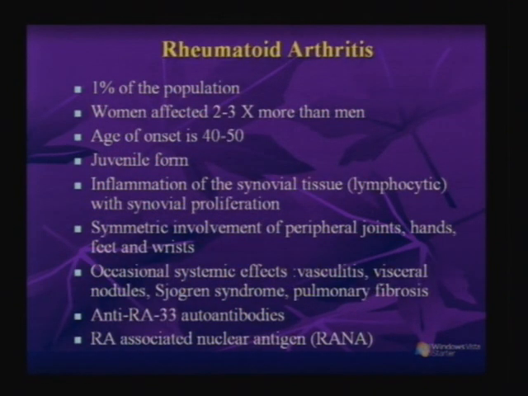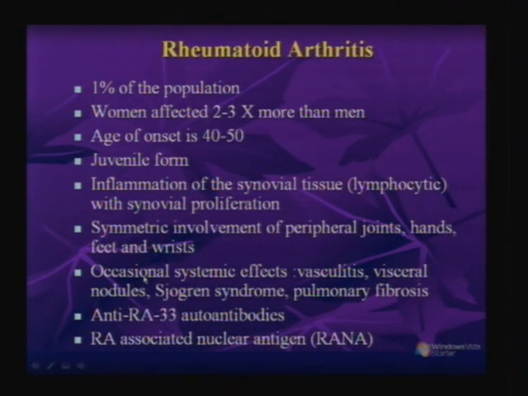Now the second disease we take up is rheumatoid arthritis. This affects 1% of the population. Women are again affected 2 to 3 times more than men. The age of onset is in the 4th and 5th decade. There is a juvenile form which is called Still's disease. The inflammation of the synovial tissue, which is mainly lymphocytic with synovial proliferation, is the hallmark of this disease. Symmetrical involvement is there, and usually the peripheral joints, the smaller joints of the hands, feet and wrists are involved.